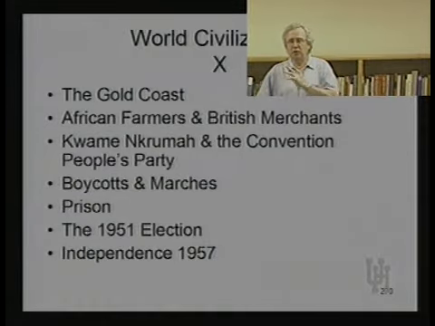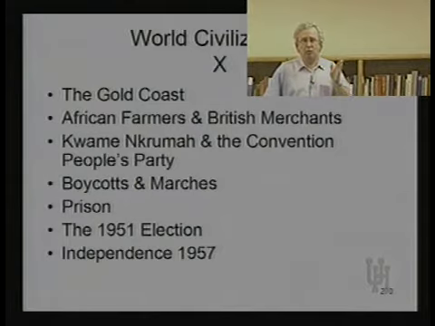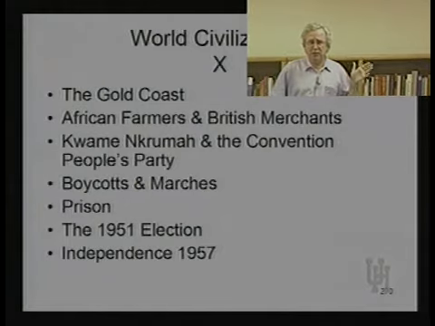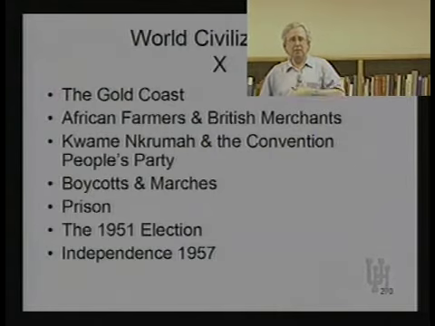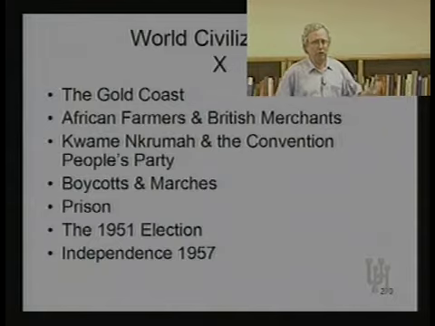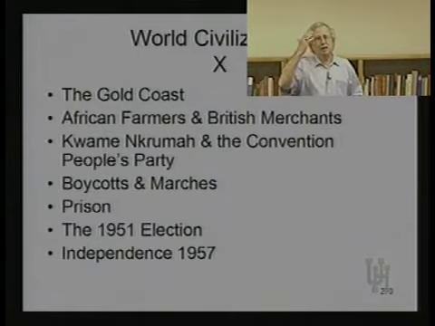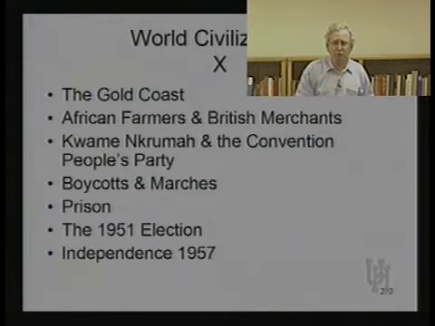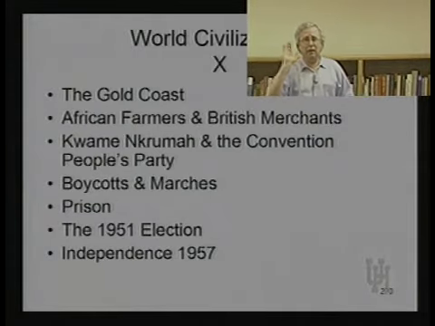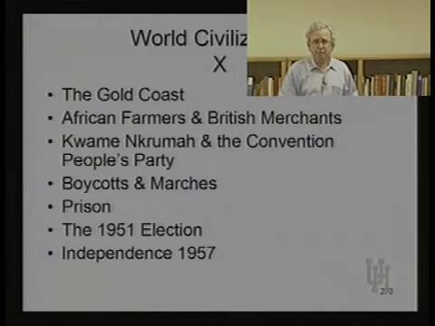Through his Convention People's Party, Nkrumah starts doing something that other organizations had not dared to do, and that was calling for immediate independence. Earlier organizations had done the kind of thing that I mentioned when we first started talking about national liberation. That is, they were critical of the colonial system, they sought reforms within it, but now here was a leader who was demanding immediate independence.